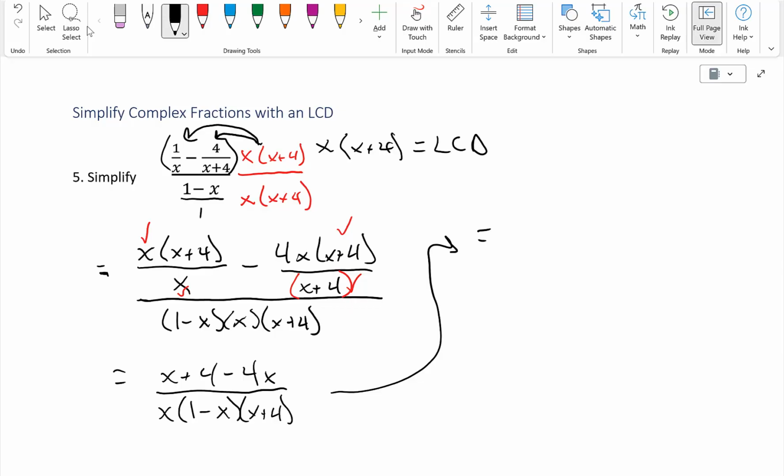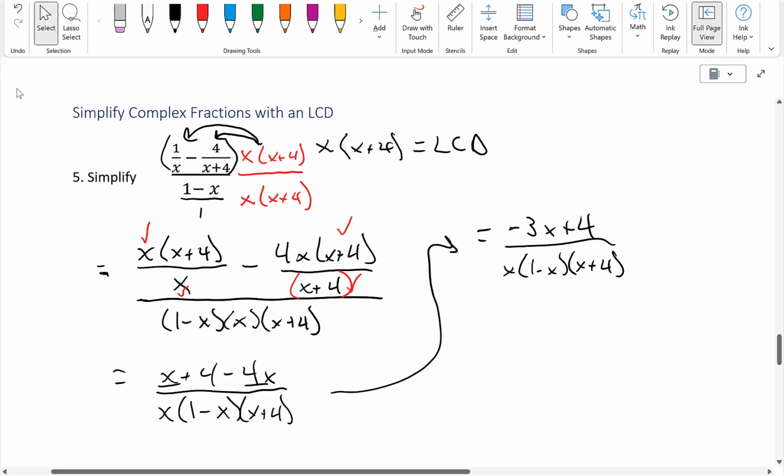We can simplify like terms. We've got an x minus 4x, so a minus 3x in the numerator, plus that 4, all over x times 1 minus x times x plus 4. It is fully factored. We don't see any other factors in common, so we can't simplify this one any further. But we always want to check and see if we can.